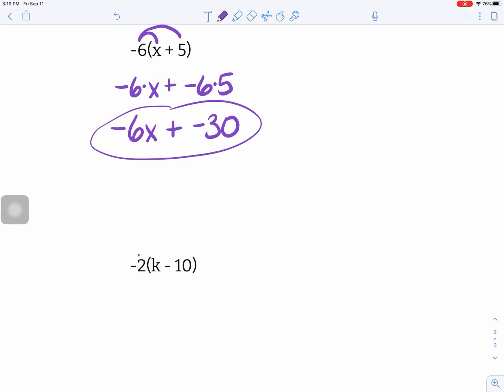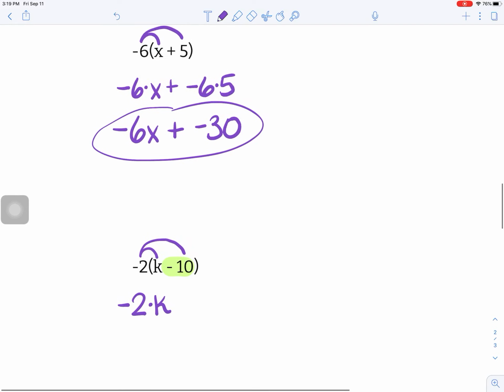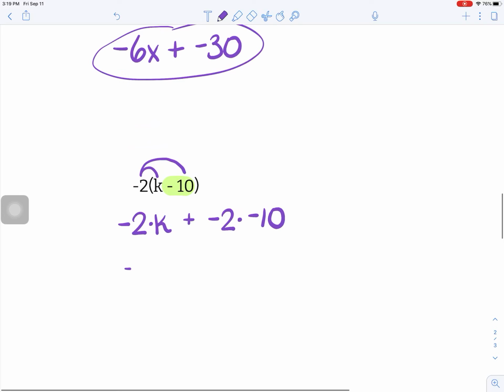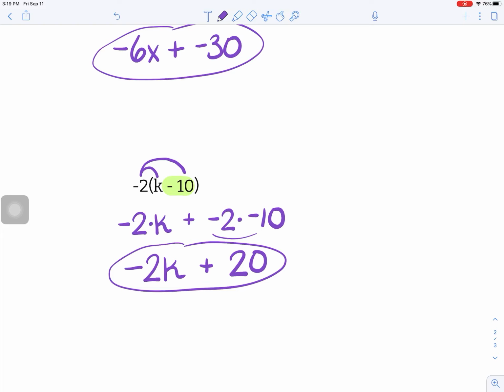Last but certainly not least, negative 2 times k, negative 2 times 10. So I've got a negative 2 times k. And remember, this is one of those tricky ones. We read math from left to right, which means that minus sign attaches to the 10. So what I really have here is negative 2 times a negative 10. Find our total. So negative 2 times k is just a negative 2k. Negative 2 times a negative 10 is a positive 20. Answer.